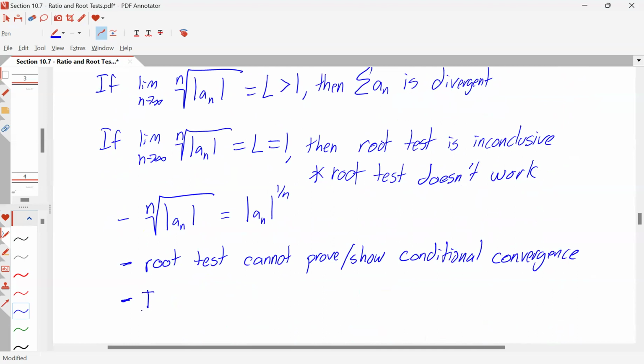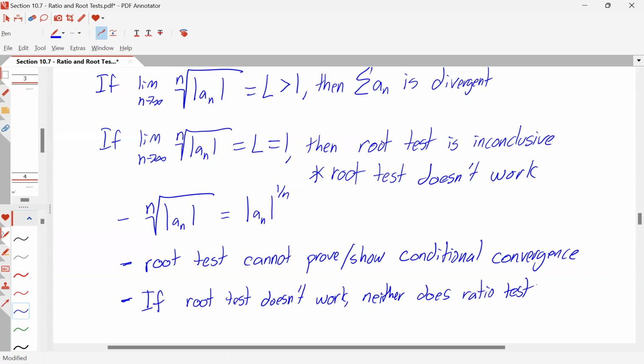And finally, for our notes, if the root test doesn't work, neither does the ratio test. So if you try the root test on something and you get an inconclusive result, and you're wondering, what test should I move on to next? Don't move on to the ratio test next, as it will also not work.